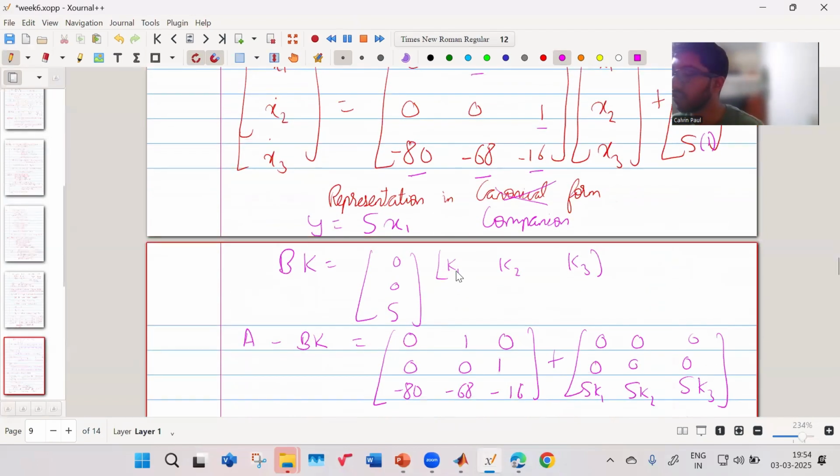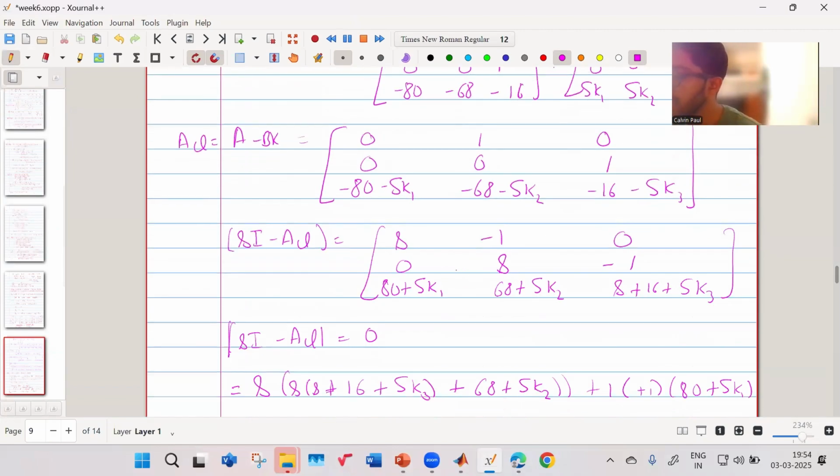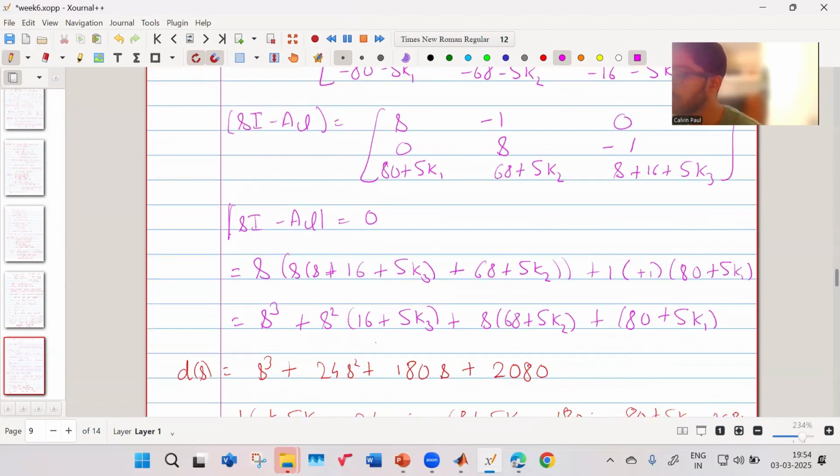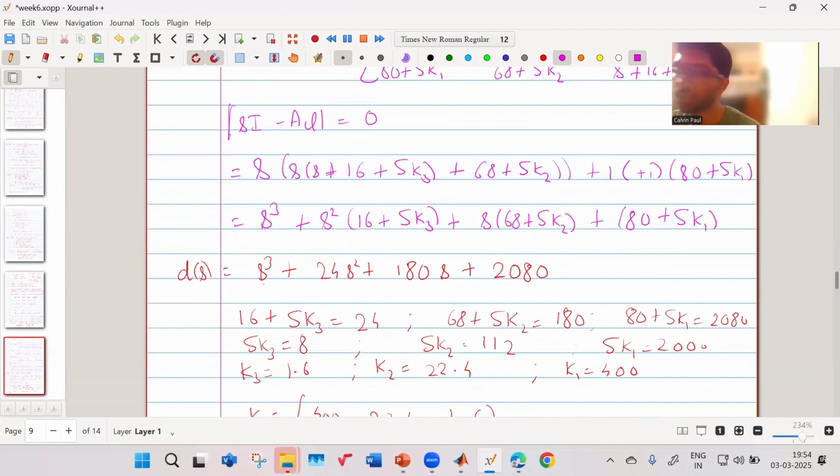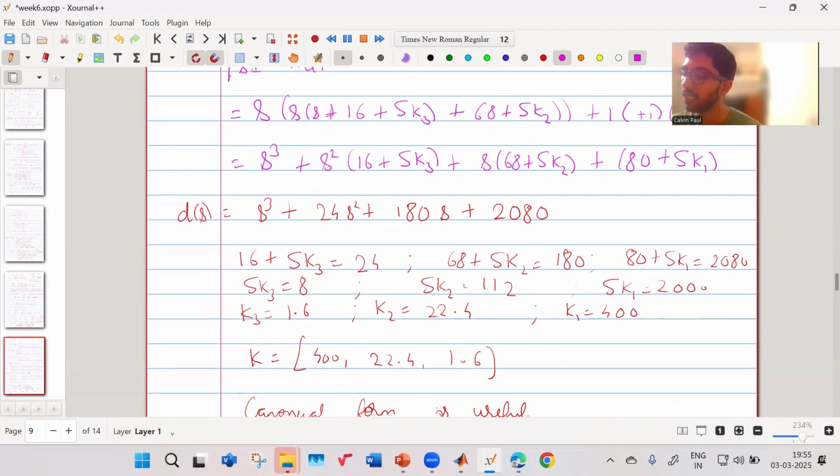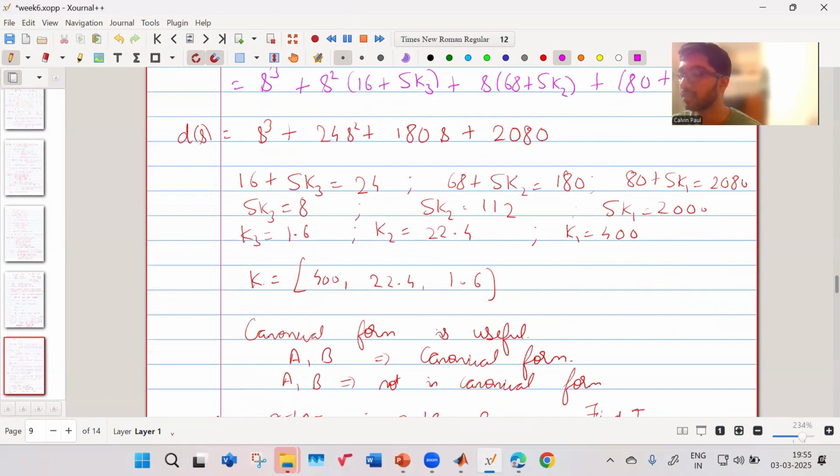BK is found, and then we find the closed loop transfer function. We now don't need to do any algebraic equation solving, or solve a set of simultaneous equations. We can just equate it and find this. So this is not canonical form, this is companion form.